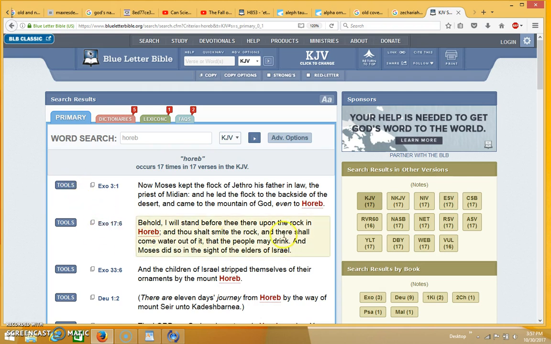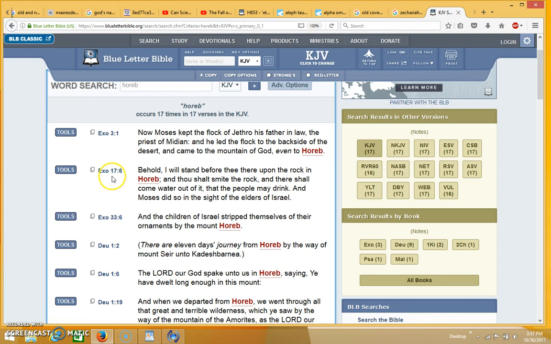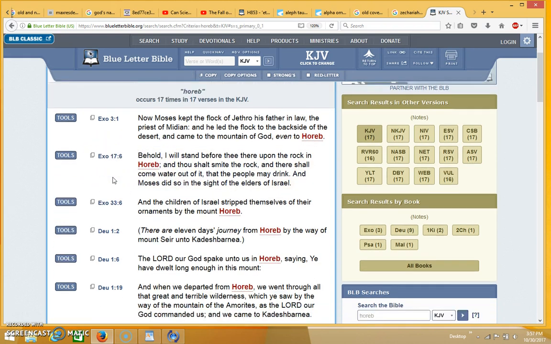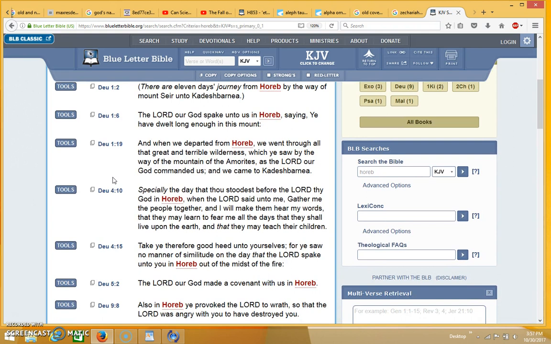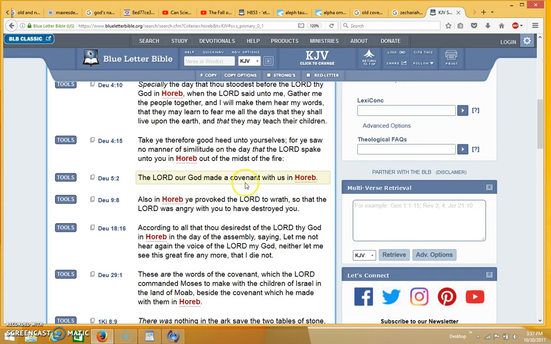Now, I've also explained before how the covenant is represented by Mount Horeb, and it was in Exodus 17 when Moses struck the rock and water came out of the rock. That's recorded in Exodus 17, but as you can see over here in Deuteronomy, it says the Lord our God made a covenant with us in Horeb.